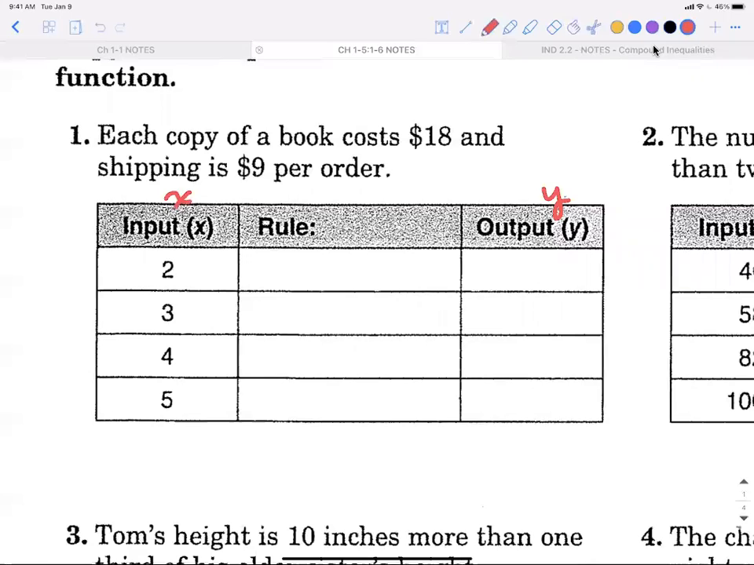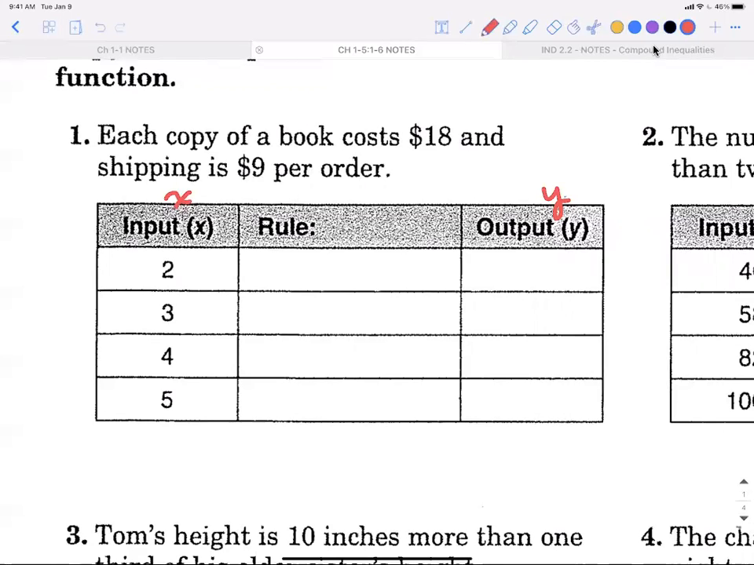They give us 4 X's here. They gave us 2, 3, 4, and 5. But with this rule written, I could ask you what's the cost if you had 7 books, and you'd be able to tell me based on this rule. Okay. So first we're going to look at the sentence there. It says each copy of a book costs $18, right? So $18 per book, and shipping is $9 per order.